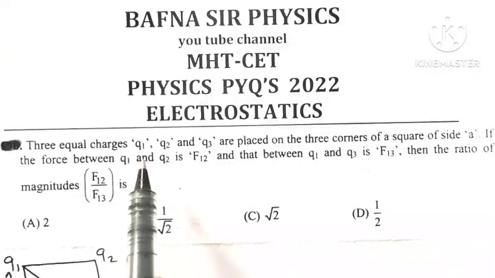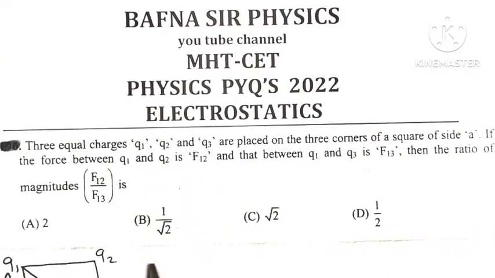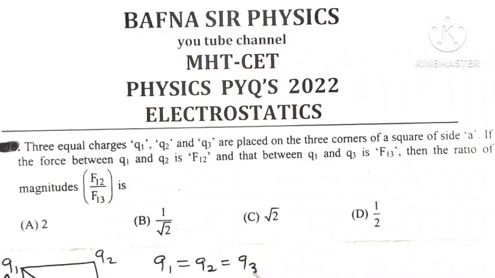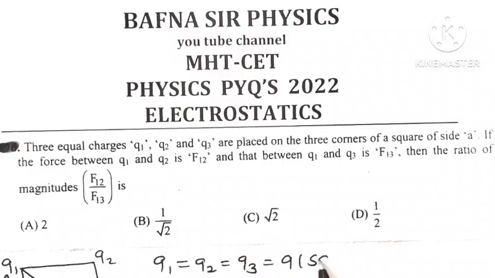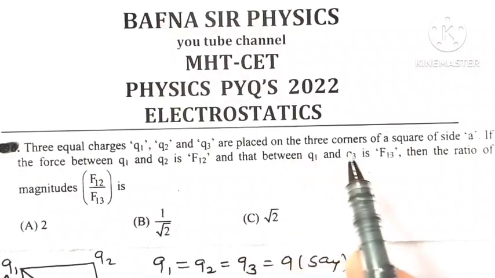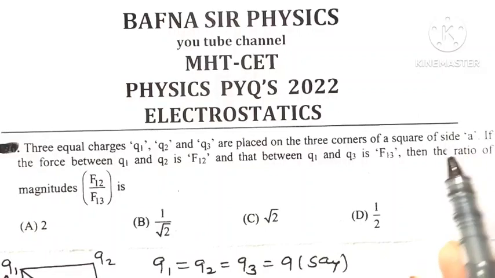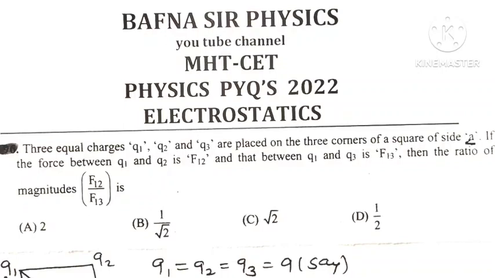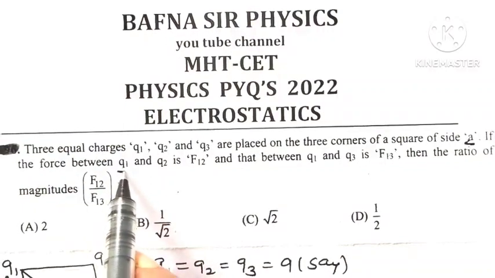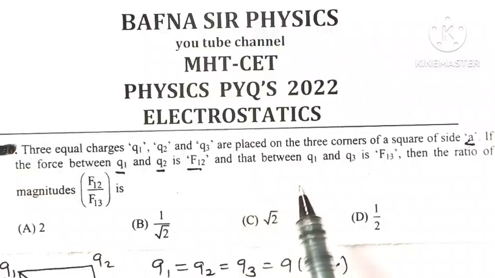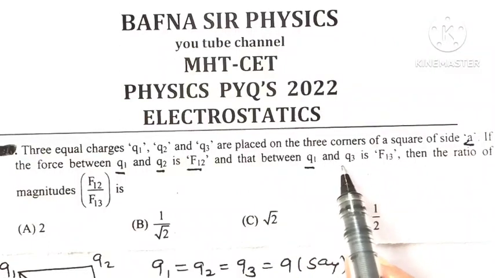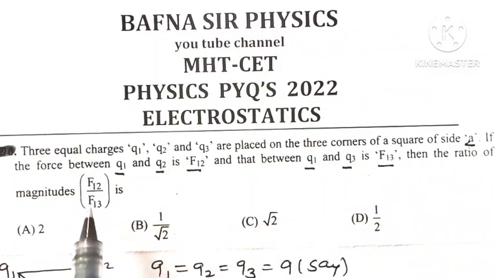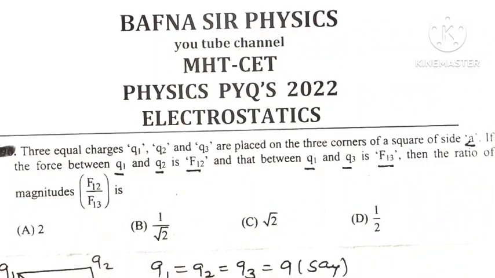Three equal charges Q1, Q2, Q3. Three equal charges means Q1 equal to Q2 equal to Q3 equal to Q, say. They are placed on three corners of a square of side A. What is the length of each side of the square? It is A. The force between Q1 and Q2 is F12 and the force between Q1 and Q3 is F13. Then the ratio of F12 upon F13 is?